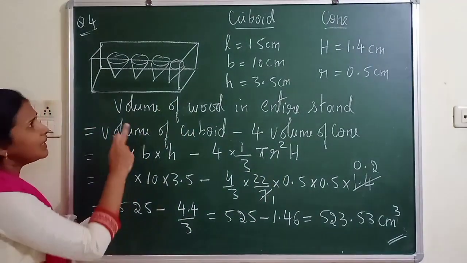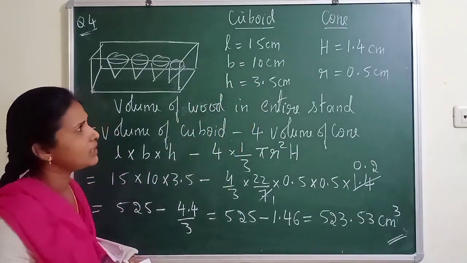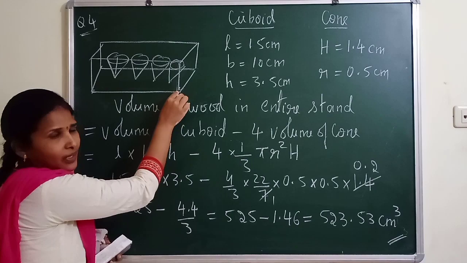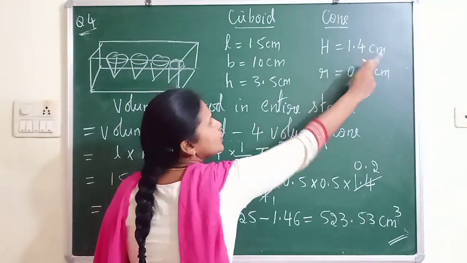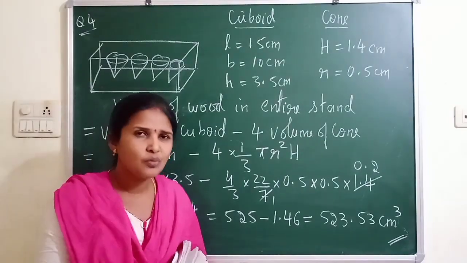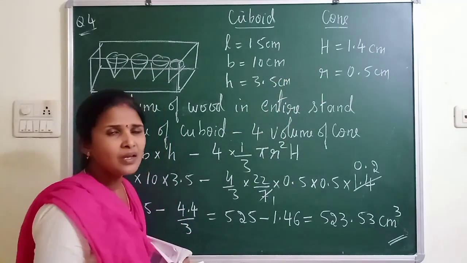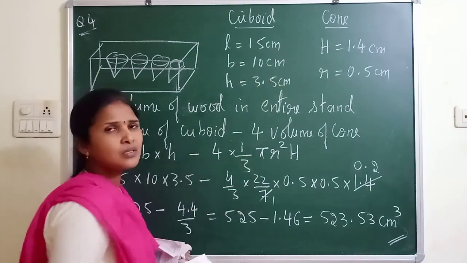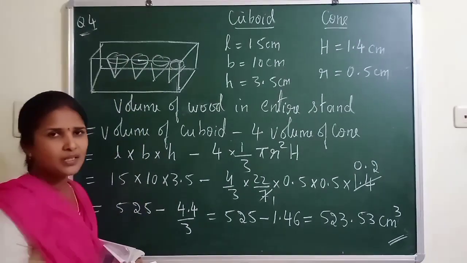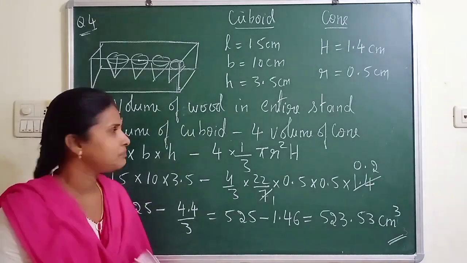And you concentrate, the length is given as 15 centimeter, breadth is 10 centimeter and height is 3.5 centimeter. The height of the cone is different and the height of the cuboid is different. Therefore, I have taken capital H for the cuboid, that is 3.5 centimeter, and the cone height is 1.4 centimeter. I already told you, when the dimension is not equal, use another alphabet. Here the heights are different. That's why here I have used small h and there I have used capital H. Now the radius given is 0.5 centimeter for the conical depression. The radius of the cone is 0.5.